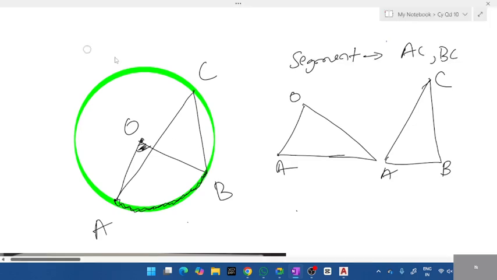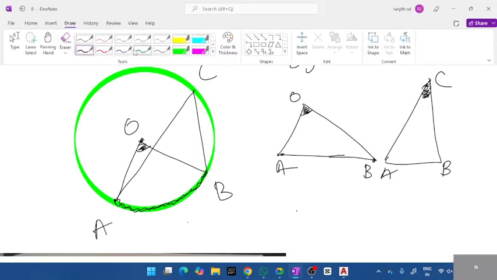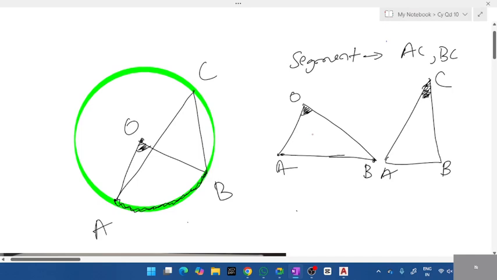For both, the base, or arc, is the same. AOB, ACB. Which angle do you think is greater, students? O or C? Just observe the triangle. O is greater. Isn't it open wide compared to C? So from here we have the first theorem. The first theorem states that the angle formed at the center is equal to twice the angle formed on the circumference.